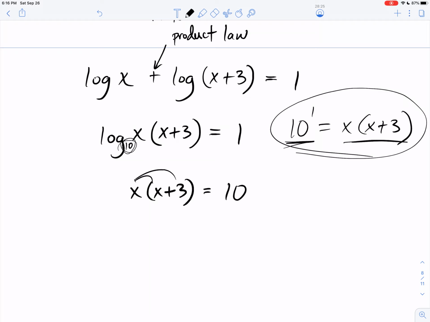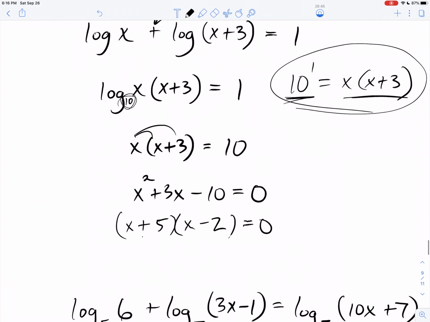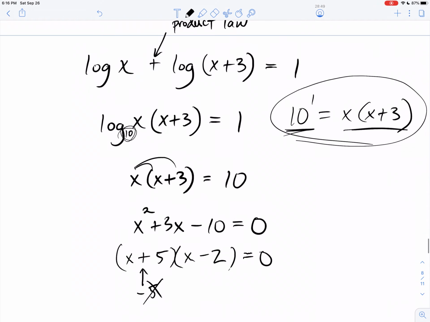So let's clean this baby up. I'm going to get x squared plus 3x equals 10. I'm going to move that 10 over. And then I go, hey, I wonder if this thing factors. I'm going to try x and x. And I get plus 5, minus 2. And then I go, hey, you know what? Minus 5 is a horrible answer. This guy is bad news, because I can see it right off the bat.